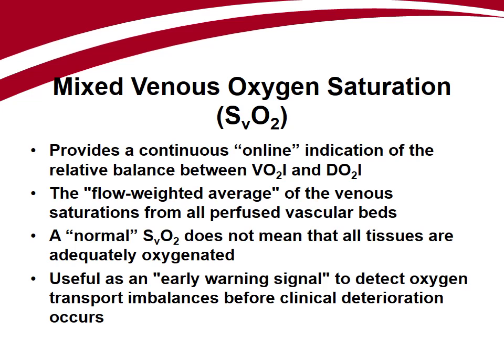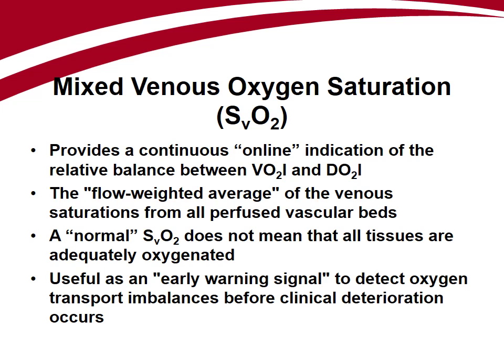The mixed venous oxygen saturation is the saturation of blood returning to the right atrium. It can be measured continuously with an oximetric pulmonary artery catheter or approximated as central venous oxygen saturation using an oximetric central venous catheter. It can also be measured intermittently using a venous blood gas drawn from a central venous catheter. It provides an indication of the relative balance between oxygen delivery and oxygen consumption.